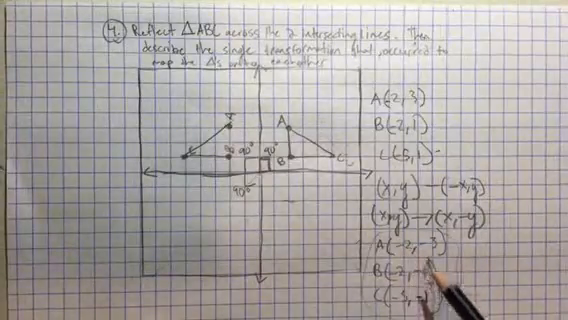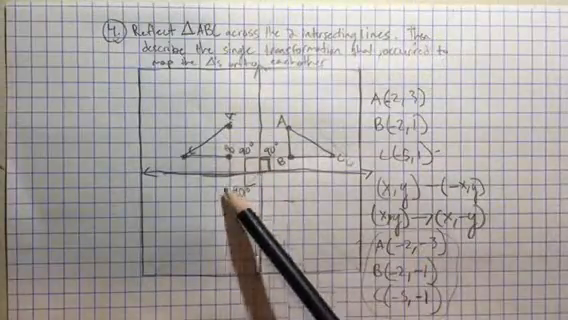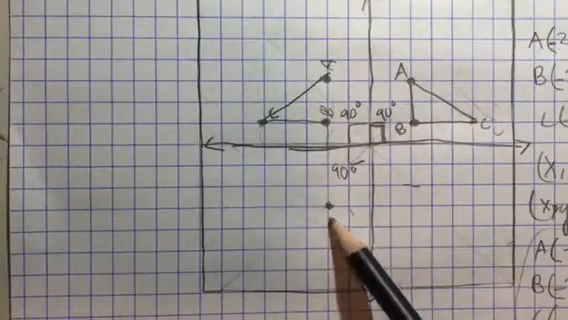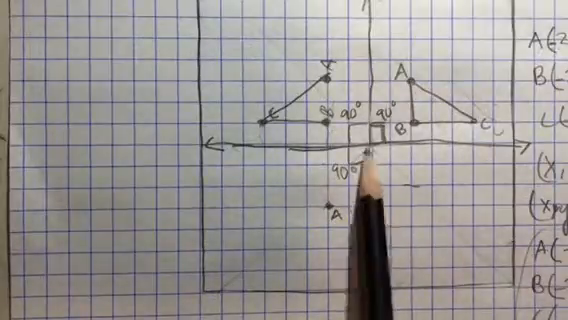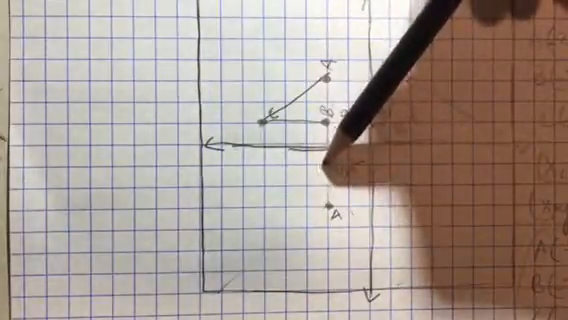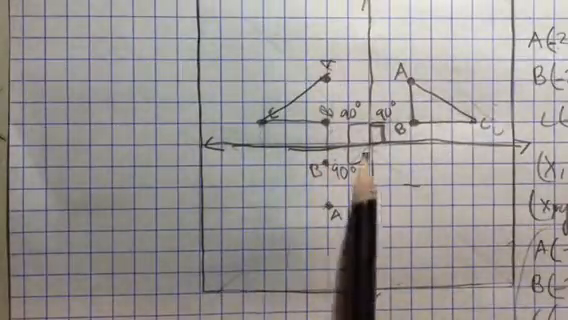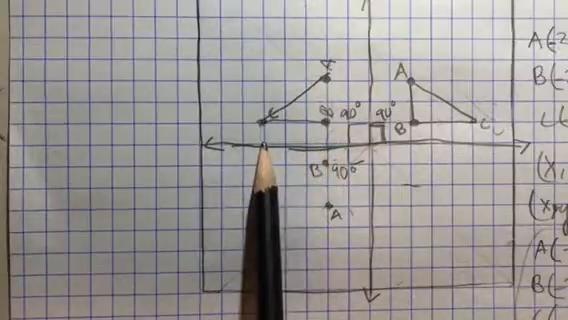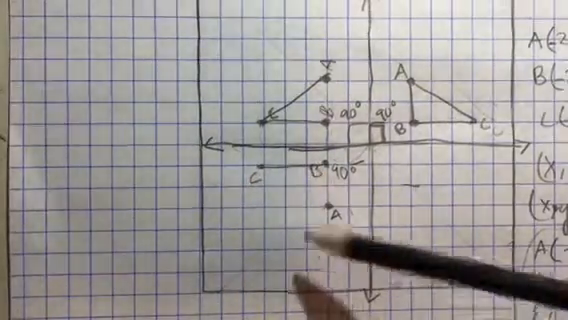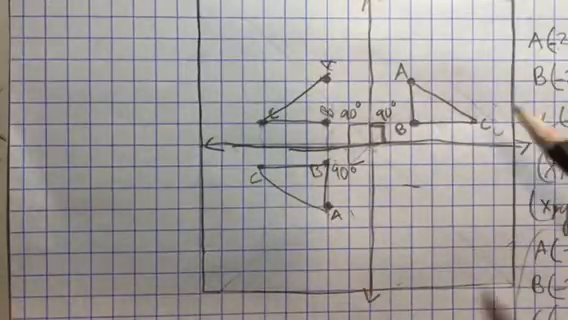Alright, so let's plot out these points. So A, negative 2, negative 3. So that's where A is. B, negative 2, negative 1. That's where B is. C is negative 5, negative 1. And that's it.